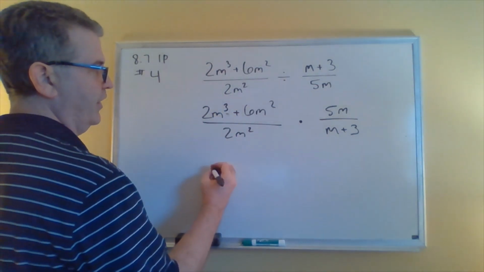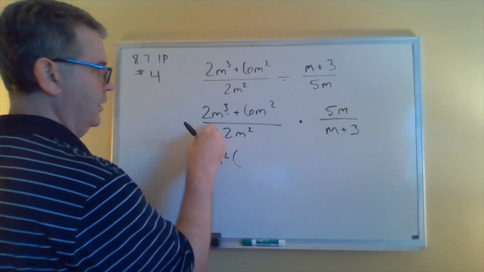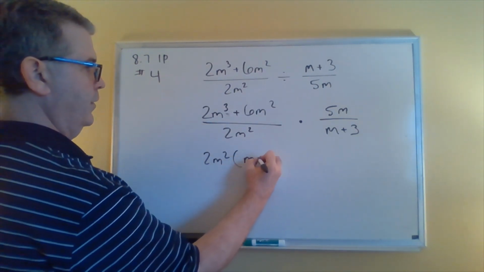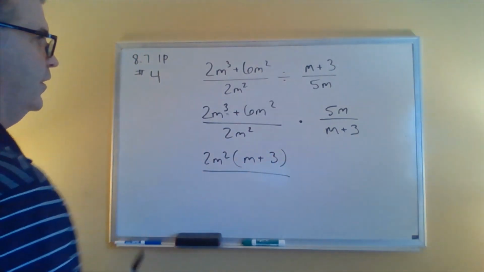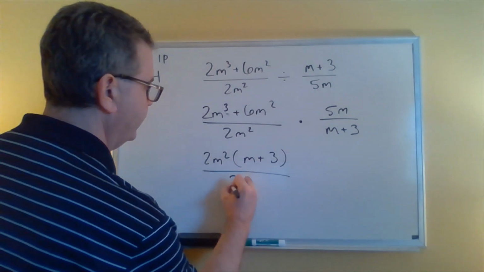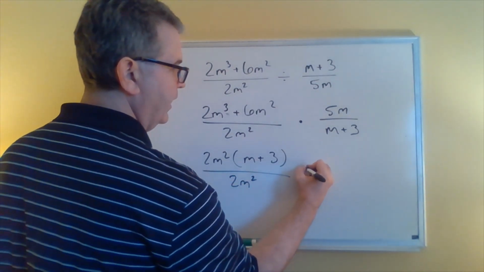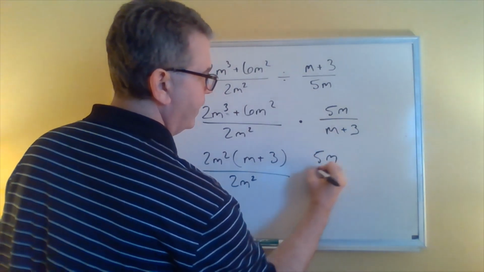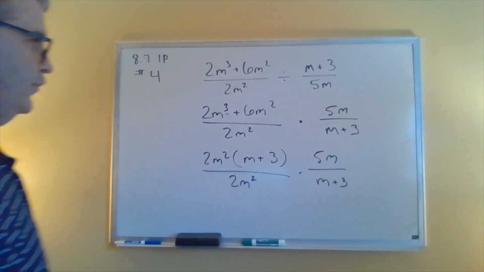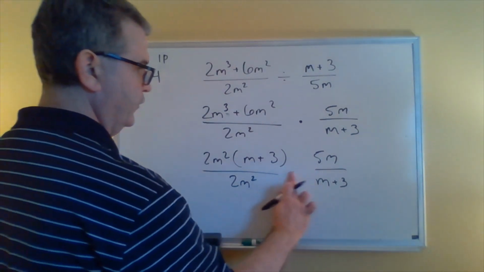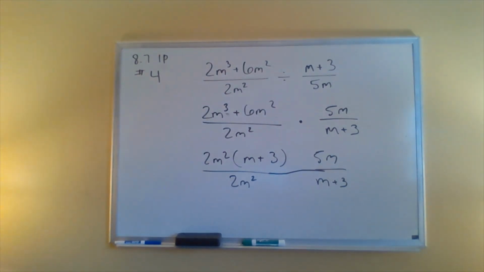So I'm going to take a greatest common factor out of this one here. That'll be 2m squared. And that'll leave me with m plus 3 in my numerator, taking my greatest common factor out. My denominator is going to be 2m squared. I'm going to be multiplying that by 5m over m plus 3. Well, if I'm multiplying those two fractions together, they're fully factored, so I can just extend that division bar over and rewrite it as one fraction.